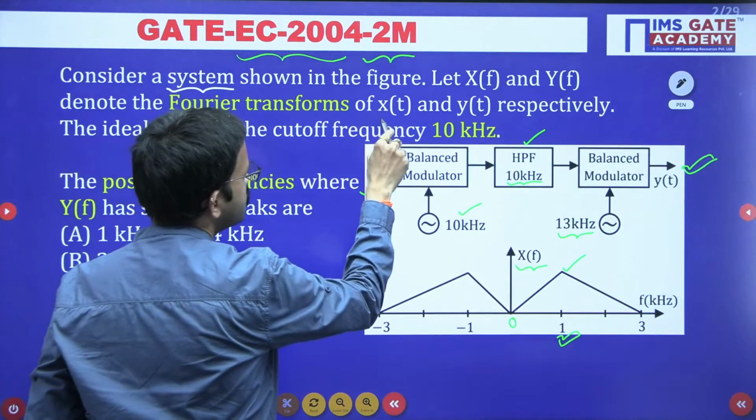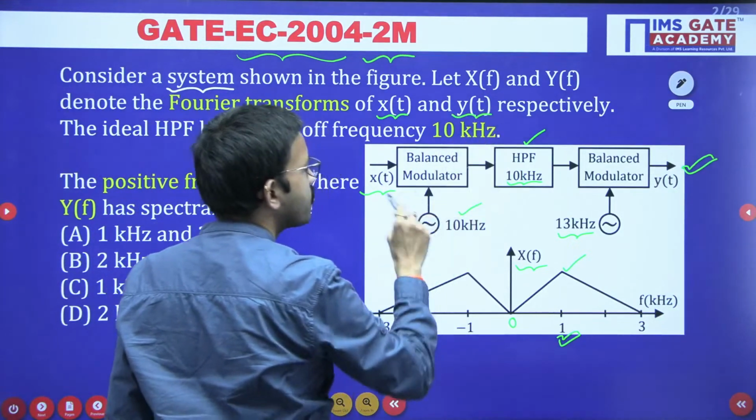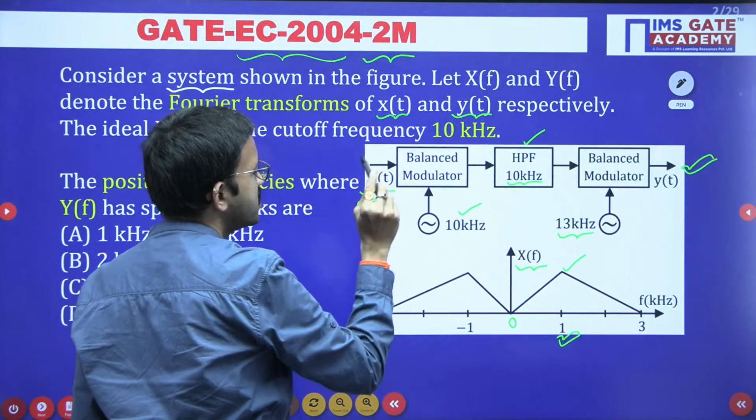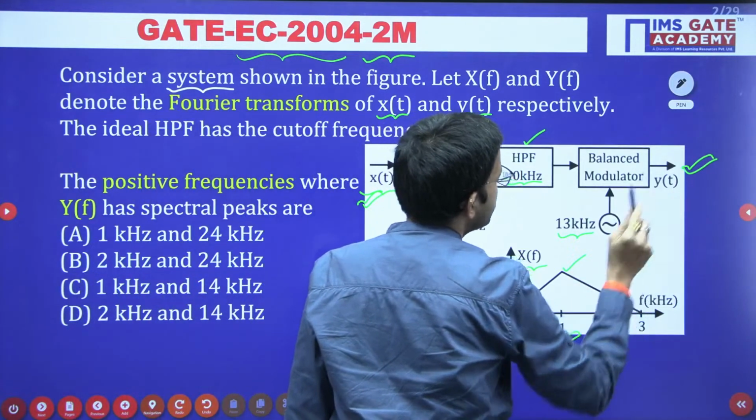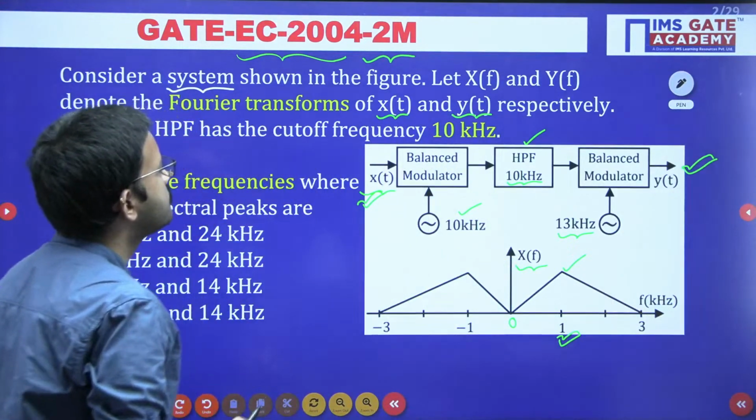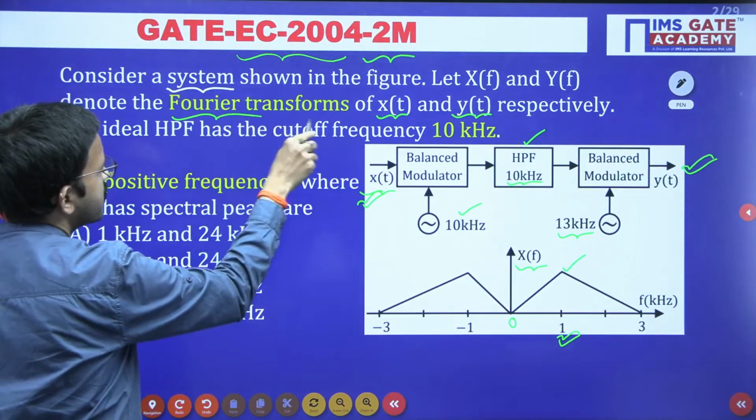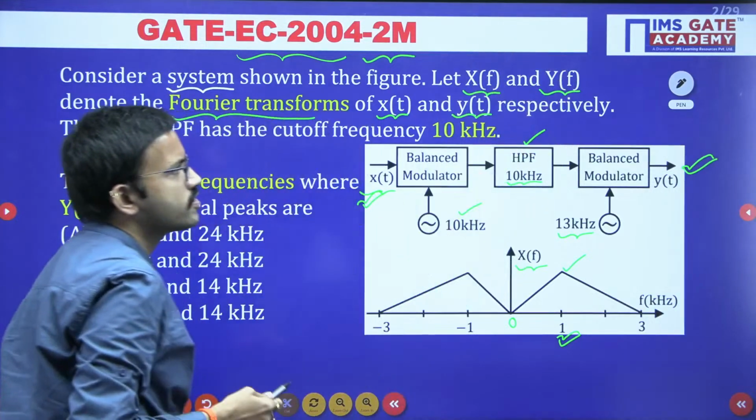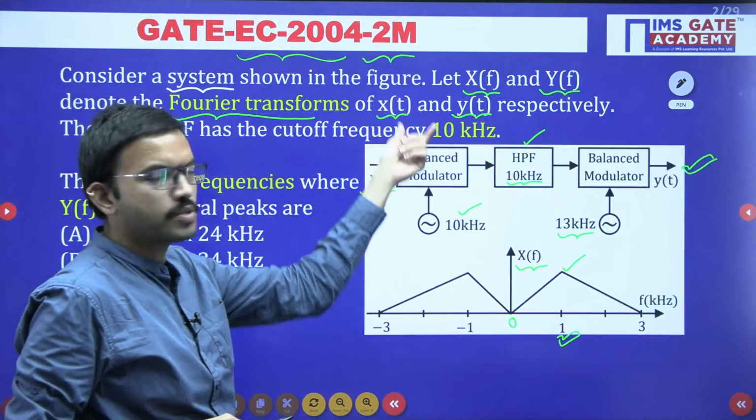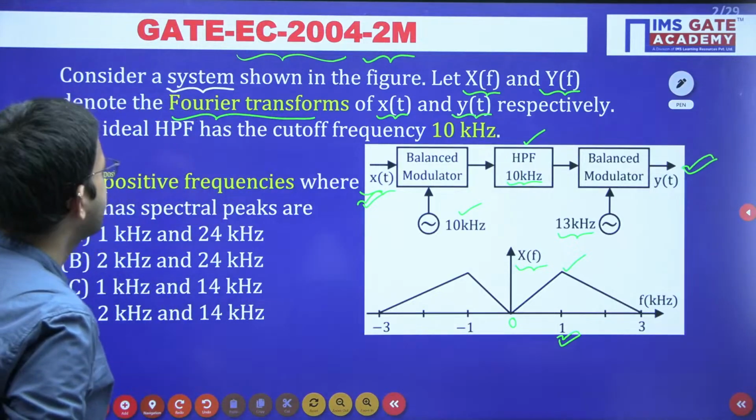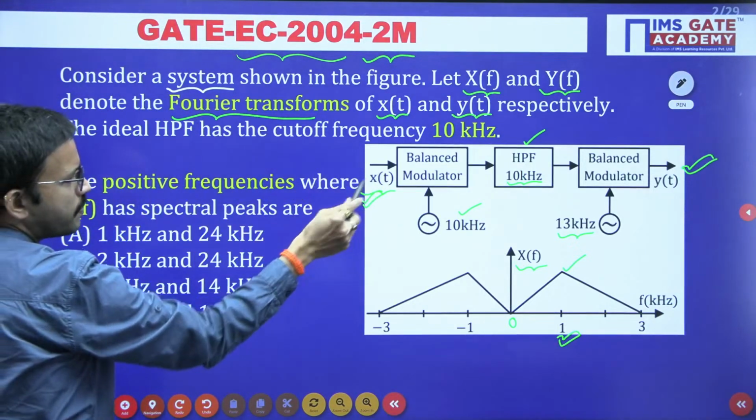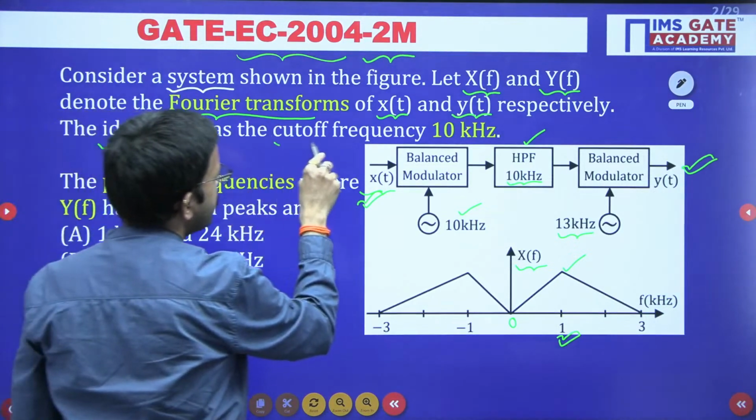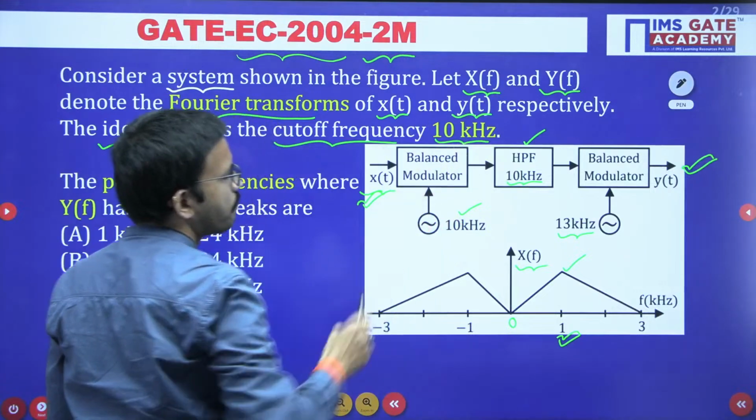Here you have two signals, x of t and y of t. For the overall block diagram, the input is x of t and the final output is y of t. The corresponding Fourier transforms are capital X of f and capital Y of f. Okay, the time domain signal and the corresponding Fourier transform representation are given, right? Now in this block diagram you have a high pass filter, which is ideal, and it has a cutoff frequency of 10 kHz.